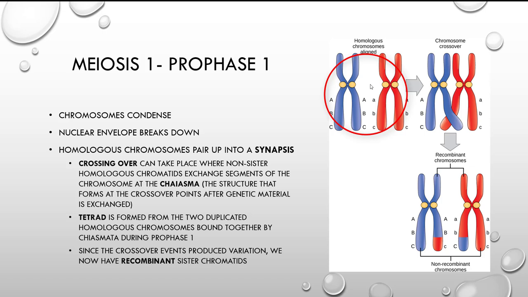And when they pair up, it's called a synapsis. During this pairing up into a synapsis, they get so close together that the ends of the chromosomes kind of flop over each other. And when they flop over each other, we can have something called crossing over take place. During this crossing over, a little piece of one chromosome can break off and attach to the other, and vice versa.